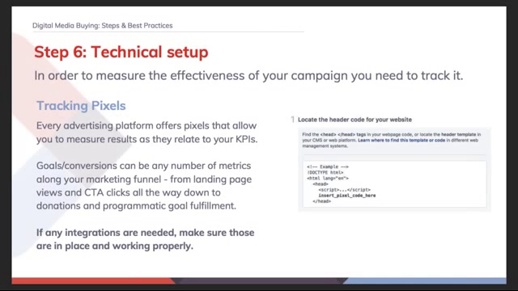Most platforms do a really good job of telling you within their platform if they're on or not. Essentially, you'll see the little green light, the little checkbox that says it's working. So technical setup is really key to making sure that you're able to effectively measure any of the media buying you're doing.